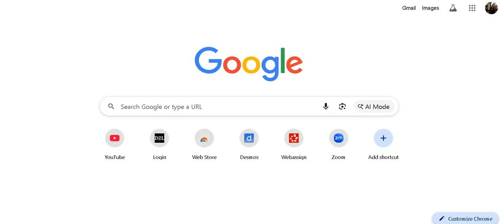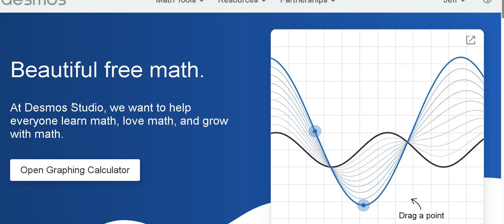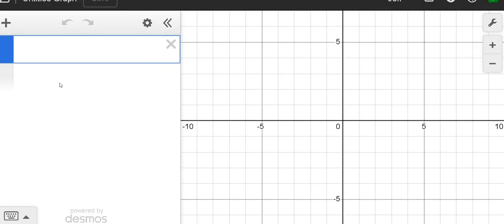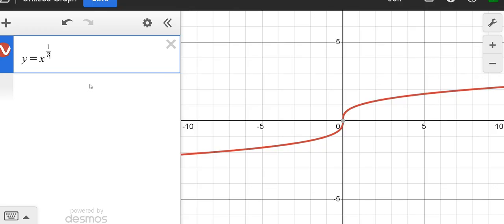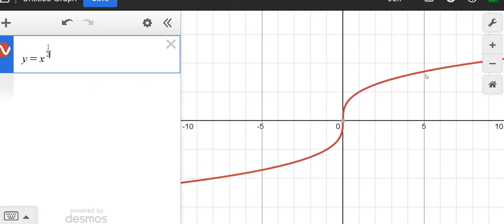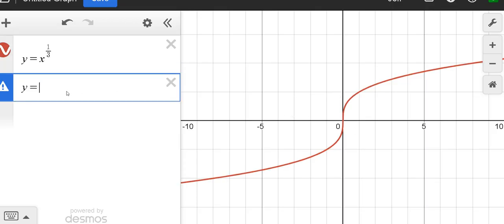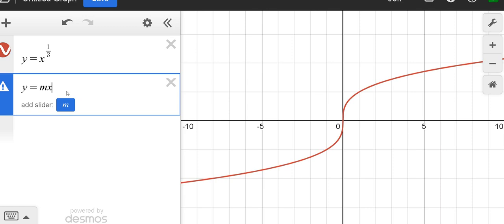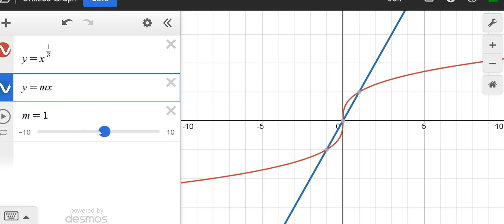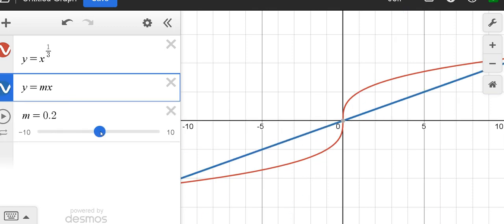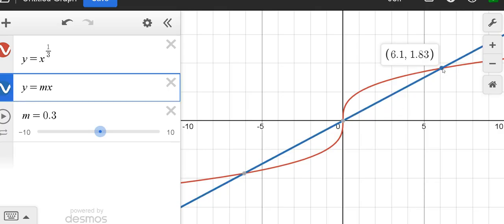So let's quickly look at Desmos, and let me pull up an odd function. Y equals x raised to the 1/3 power. That's an odd function. What makes it an odd function is that if you draw in any line y equals m times x, it intersects this graph at symmetric places.